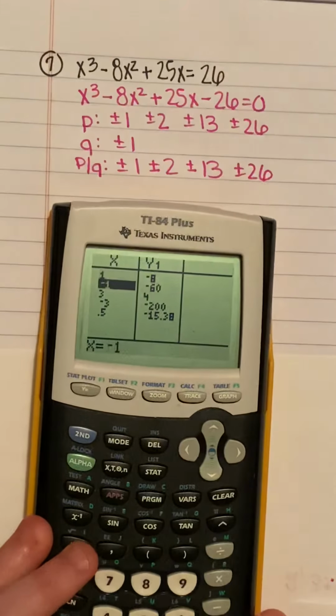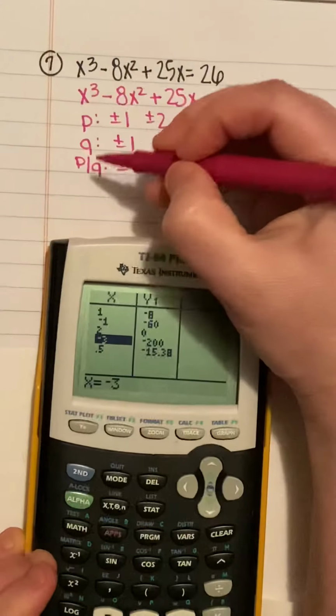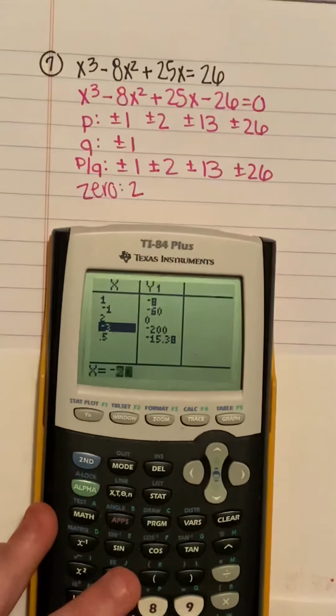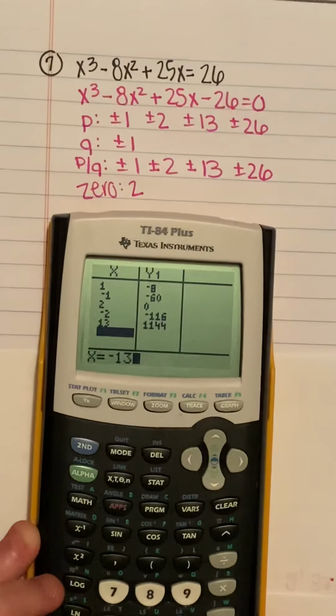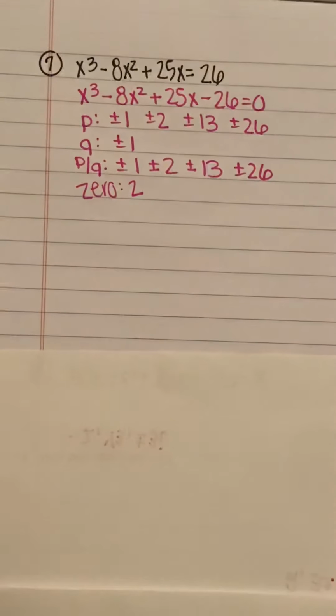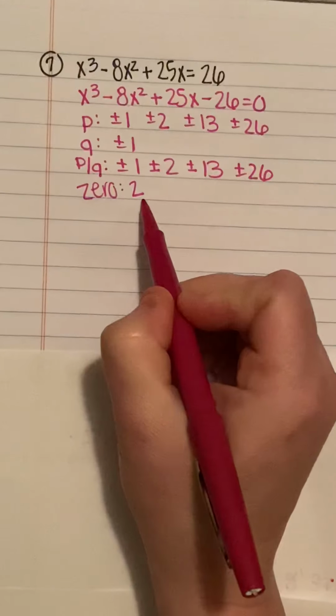All right, so I got 1, doesn't work. -1, doesn't work. 2, does work. All right, so remember 2 is my solution. We can go ahead and write it down right here. x is 2. All right, -2 doesn't work. 13 doesn't work. -13 doesn't work. 26 doesn't work. -26 still doesn't work. So the only solution I got out was a 2, which means now I got to go to synthetic division.